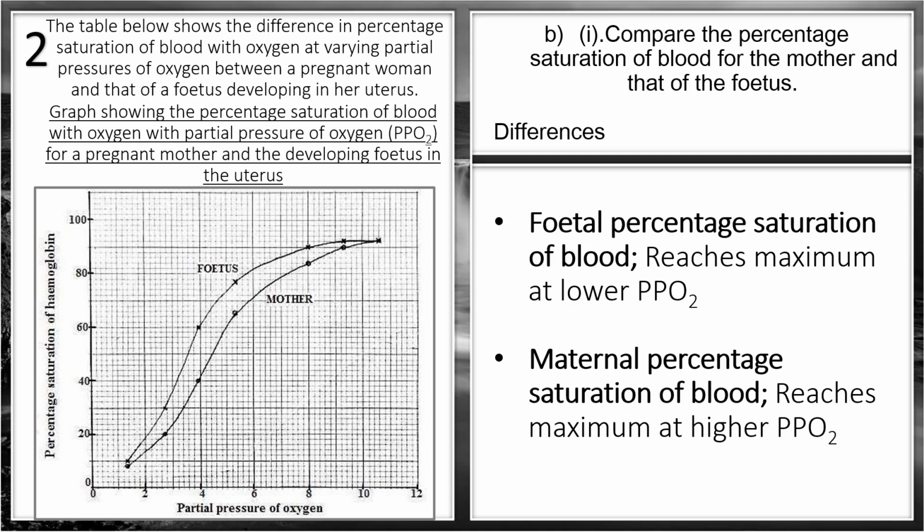The fetal blood reaches the maximum at a lower partial pressure. So you find that for the fetus, it has reached its maximum around here at a lower partial pressure. When you look at the point where it reaches the maximum, it is around 8 or 9, somewhere there. But when you look at the one for the mother, it reaches its maximum at around here, at a partial pressure of around 10 point something.